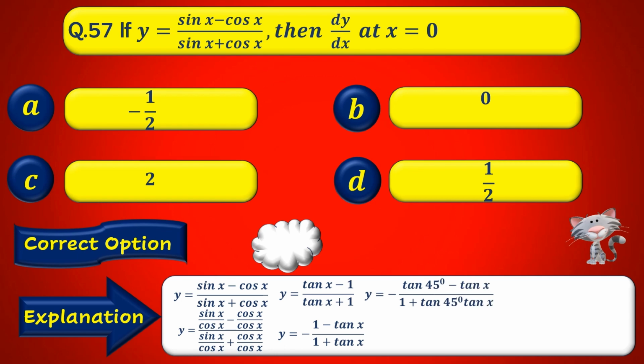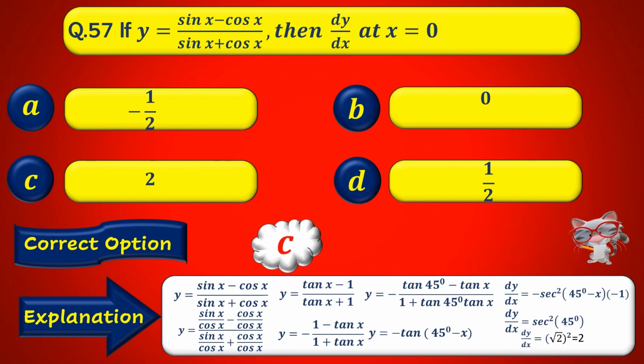Now I can place this value of y as y is equal to minus tan 45 minus tan x over 1 plus tan 45 tan x, and it can be written as minus tan of 45 minus x, and the derivative of this is minus secant square 45 degree minus x into minus 1. So the derivative is this. Now put x is equal to 0 and get secant square 45 degree, which eventually gives 2. Therefore, the correct option is option C.